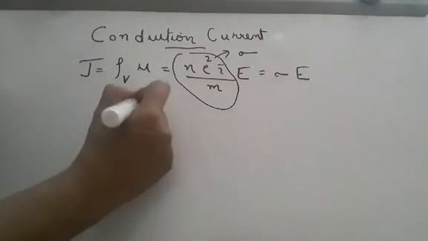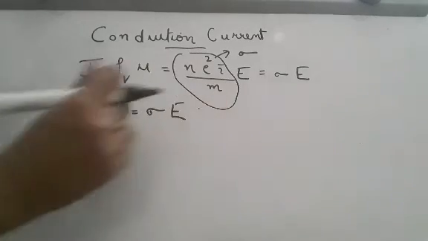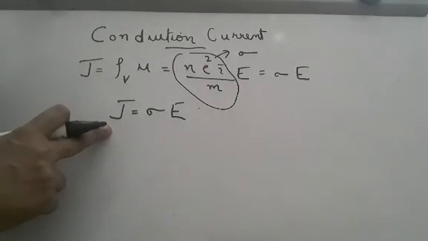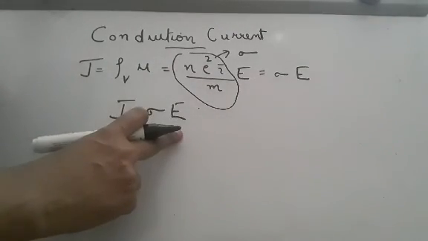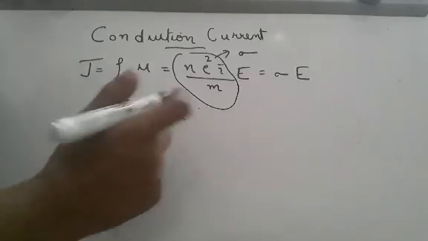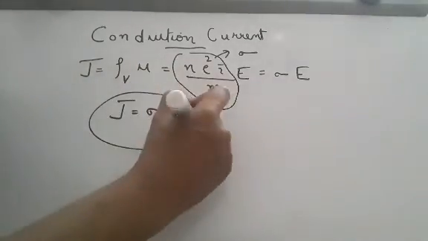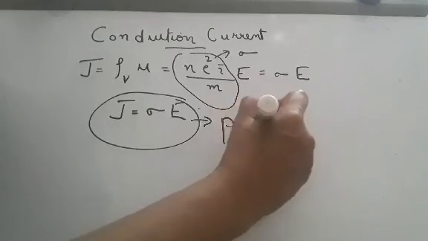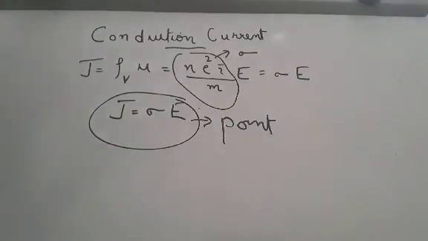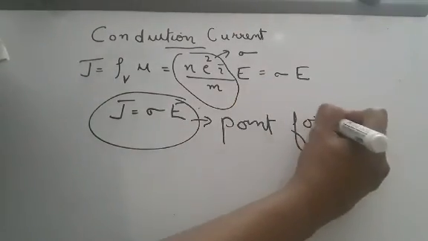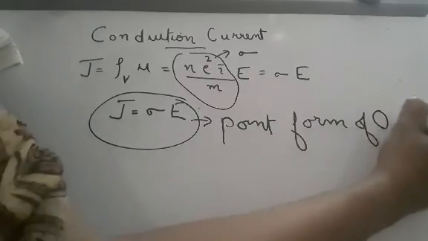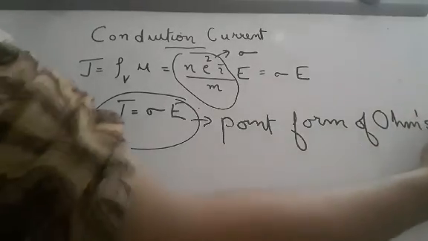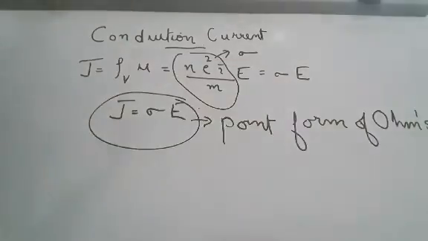So J is equal to sigma E, where J is the conduction current density, sigma is the conductivity, and E is the electric field applied. So J equal to sigma E is known as the point form of Ohm's law.